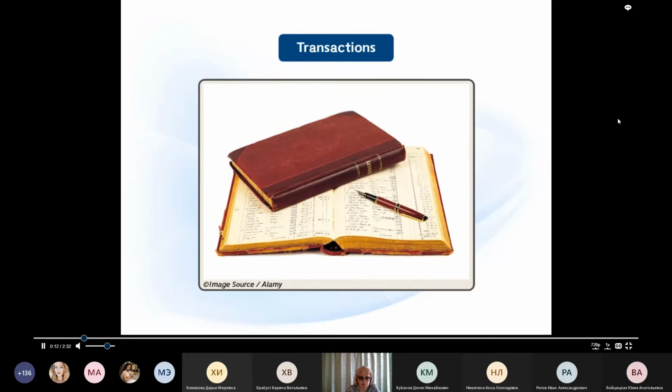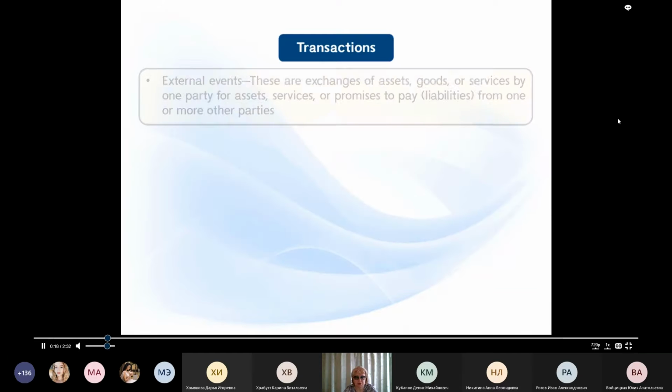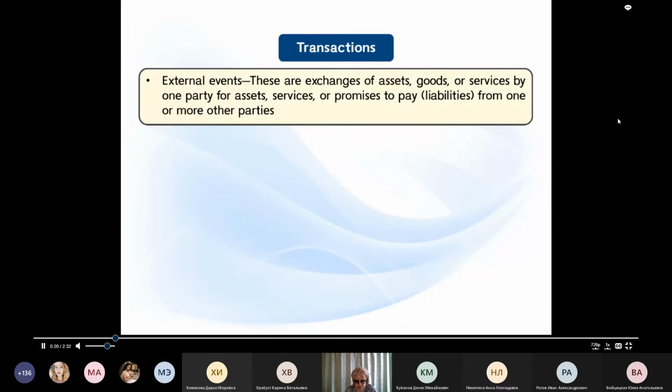The first step in translating the results of business events into financial statement numbers is determining which events to include. Most transactions involve external events, which are exchanges of assets, goods, or services by one party for assets, services, or promises to pay, that is, liabilities, from one or more other parties. Something is received and something is given in return.